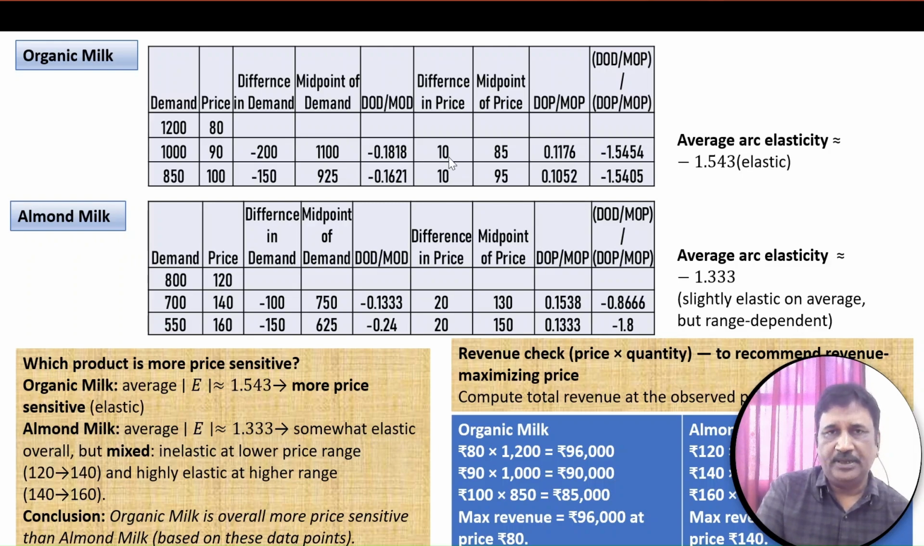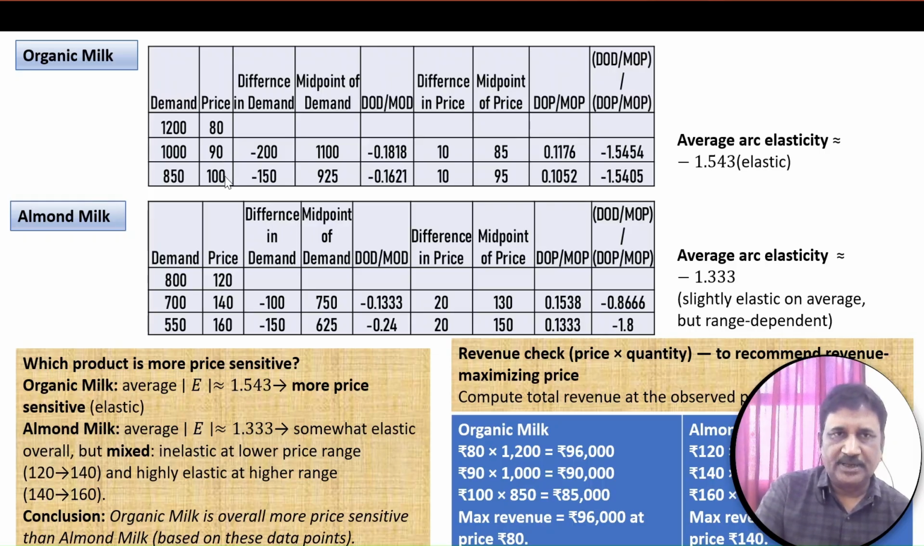Difference in price, DOP, comes out to be 10. The center point of the price is found by taking the average of these two, 90 and 80. 90 plus 80 divided by 2 comes out to be 85. And the ratio of difference in price divided by midpoint of price is 10 divided by 85, that comes out to be 0.1176.